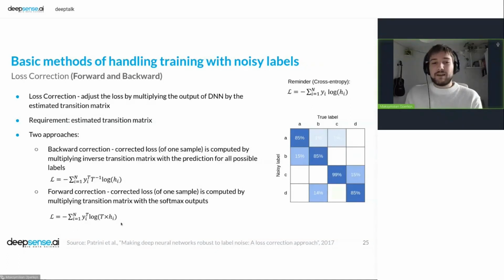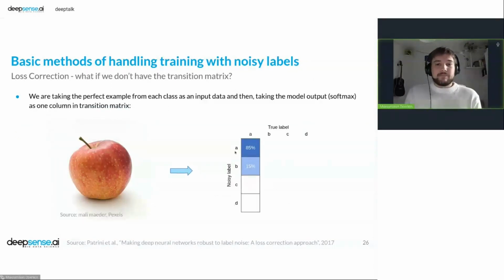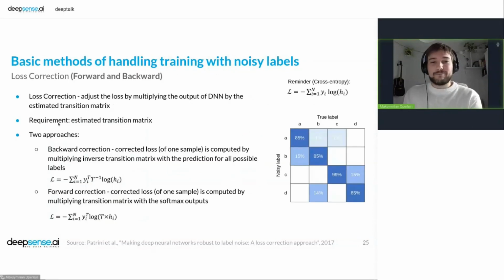As you can see, there is a backward correction and forward correction. The only difference is that we are introducing this matrix in another place in the equation. So these were 2 experiments in one paper, which was originally published in 2017. This is a great but basic method of reducing the impact of noisy labels in our dataset. The problem with this method is that we need an estimated transition matrix.